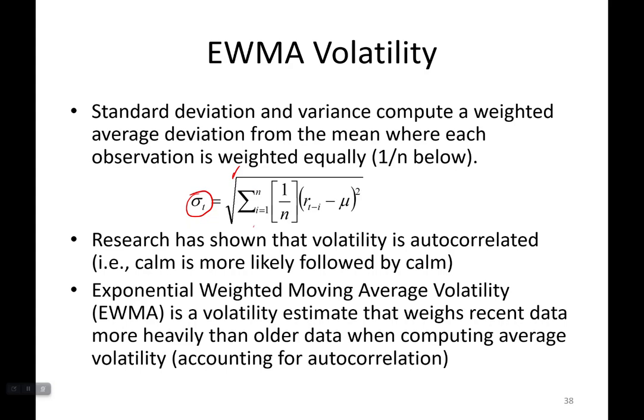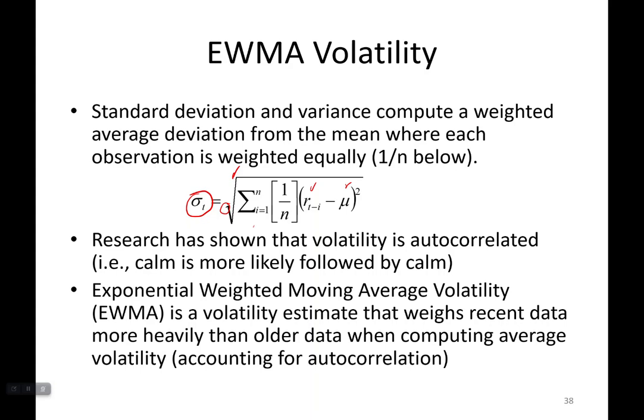Again, in my example earlier, there's 1,000 observations or returns. I would take the return in the first period minus the mean return, square it, and multiply each one of those by 1 over 1,000. Just take a simple average. So standard deviation is the square root of variance. That's what the square root is. Variance is just the average squared deviation from the mean.